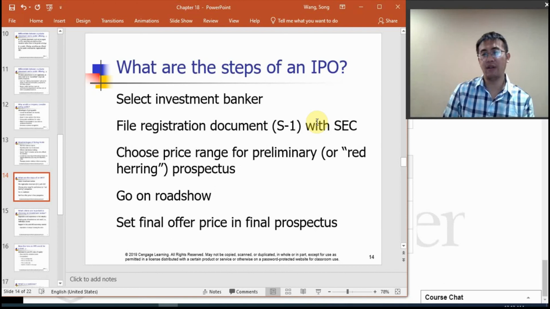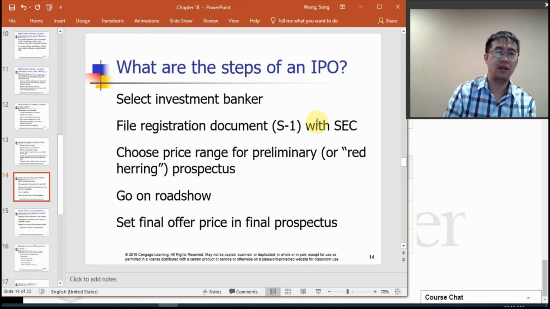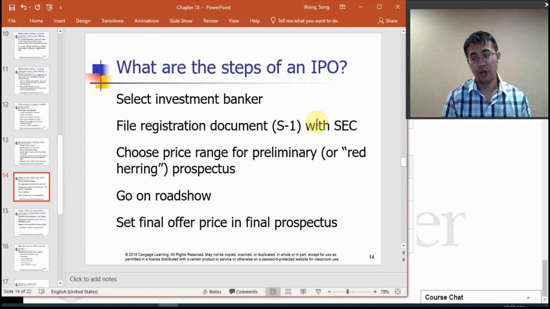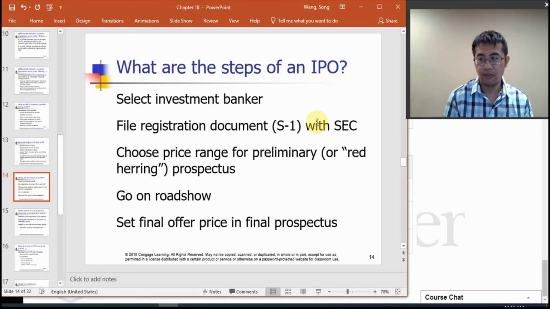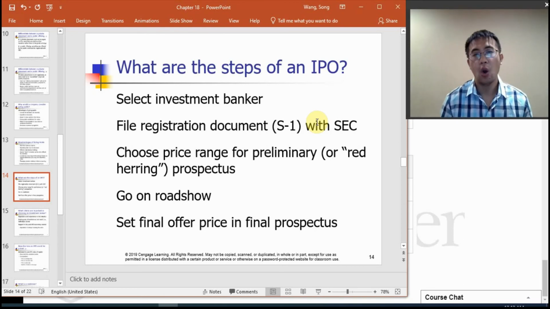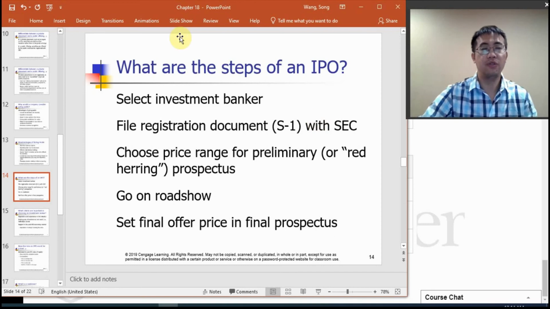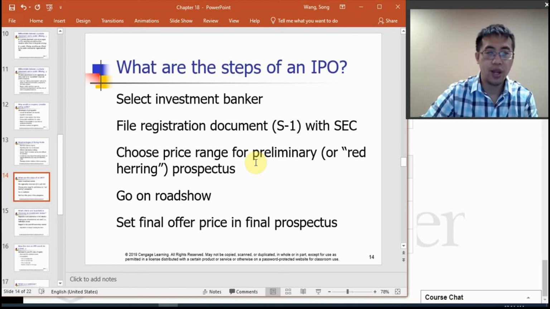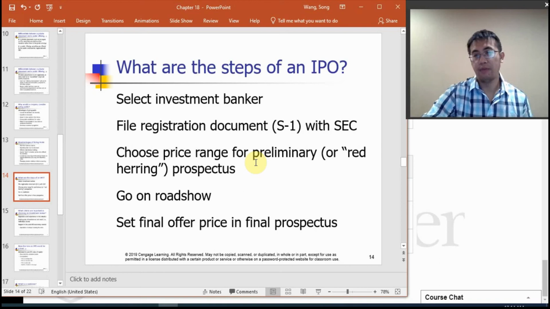There is a lot of information in the S-1 form, like the major shareholders, the owners, the financial statements of the past years, who the major underwriters are, what the offering price will be, what date the offering is, and what commission fee is charged by the underwriters, the investment banks, of course. Once you file this S-1 form with the SEC, you will choose a price range for the preliminary offering. The price range doesn't have to be a fixed number.